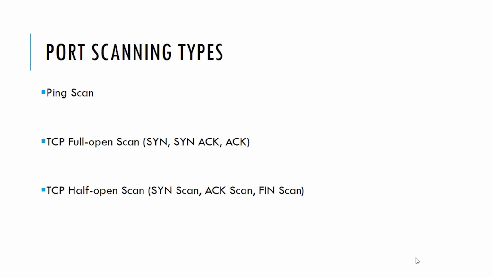Or you can use the half open scan, which sends SYN packets and only receives the response. In this type of scanning, you do not need to achieve the three-way handshake completely. You can achieve it partially, by sending SYN or ACK or FIN and receiving one response. There is no need to receive the full response of the full open scan, and that's why it is called the half open scan type.